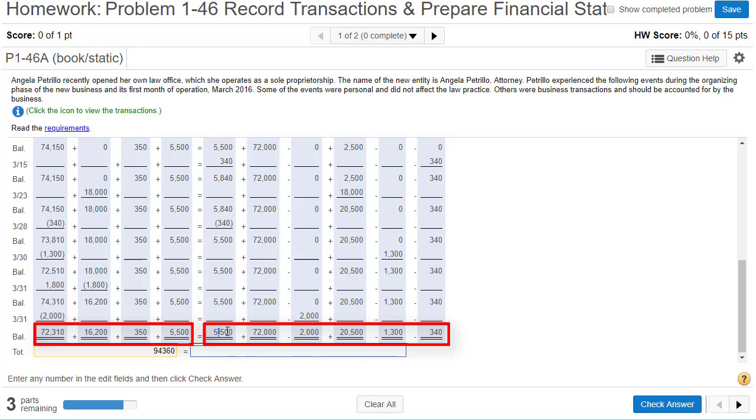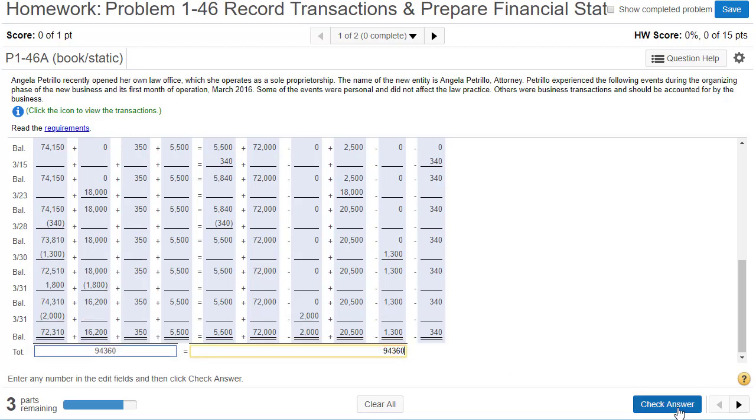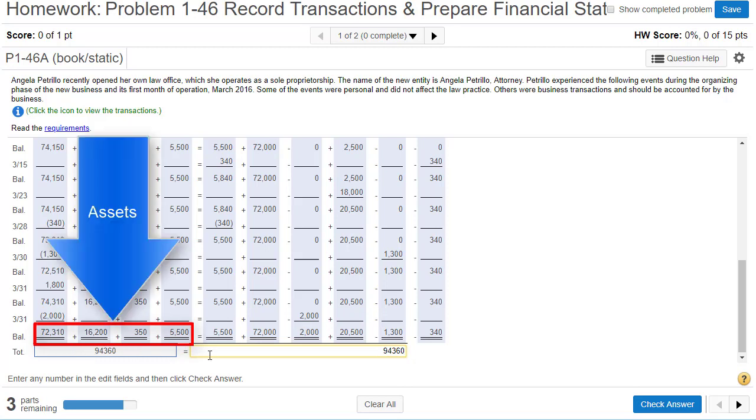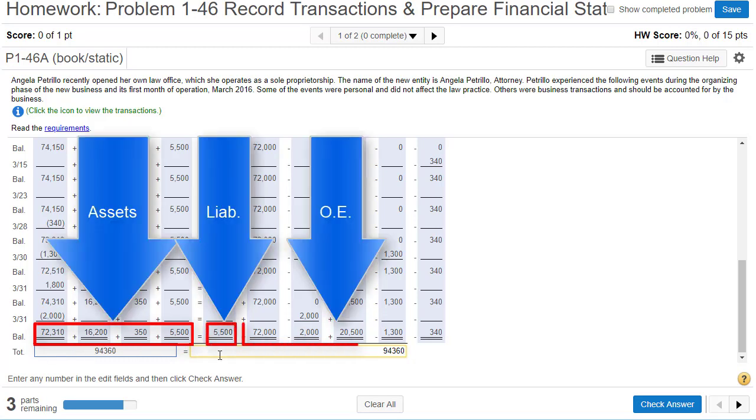So 5,500 plus 72,000 minus 2,000 plus 20,500 minus 1,300 minus 340 also gives us 94,360. So our assets do indeed equal our liabilities plus owner's equity.